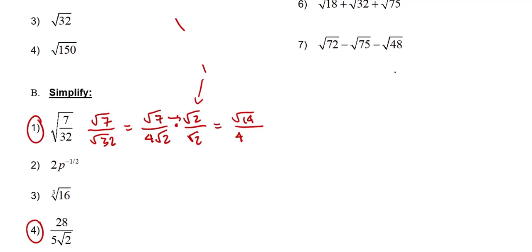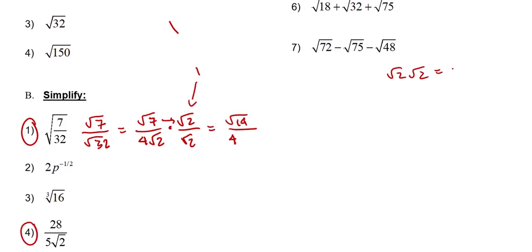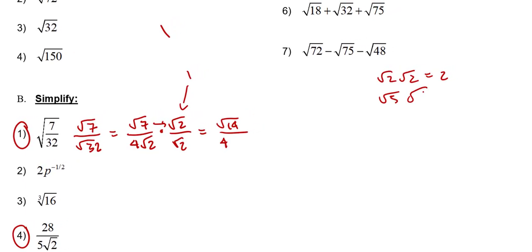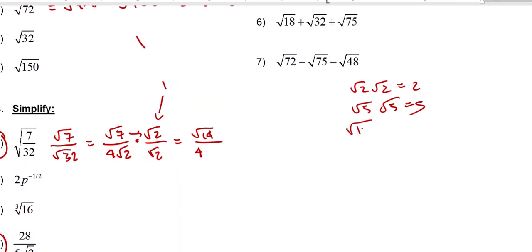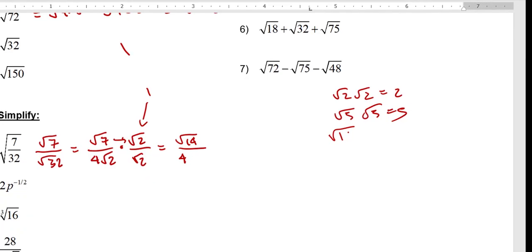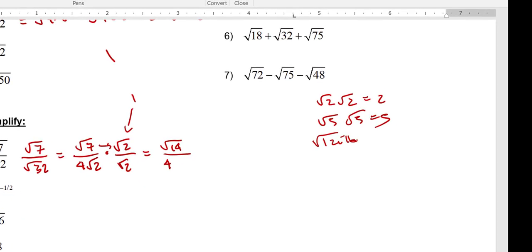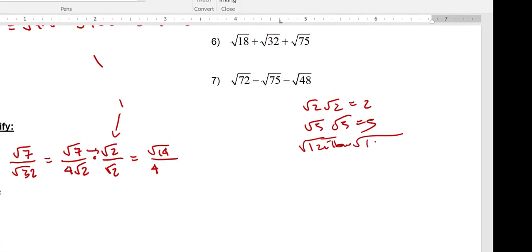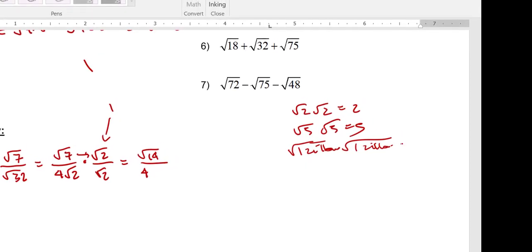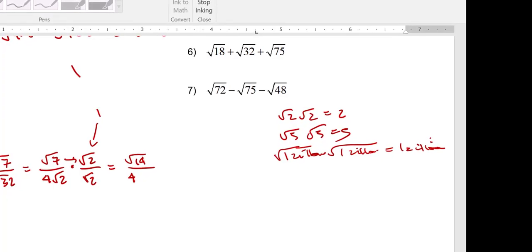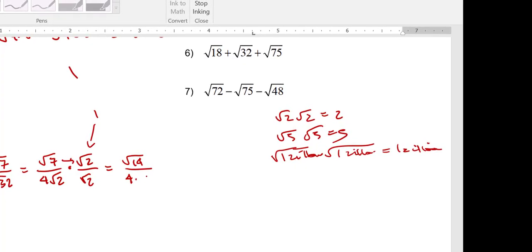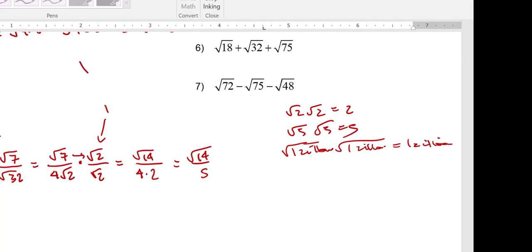Now keep in mind that the square root of 2 times square root of 2 is just 2. Square root of 5 times square root of 5 is just 5. Square root of 1 zillion times the square root of 1 zillion is just, of course, 1 zillion. So it's going to be 4 times 2, or 8. So it's the square root of 14 over 8.